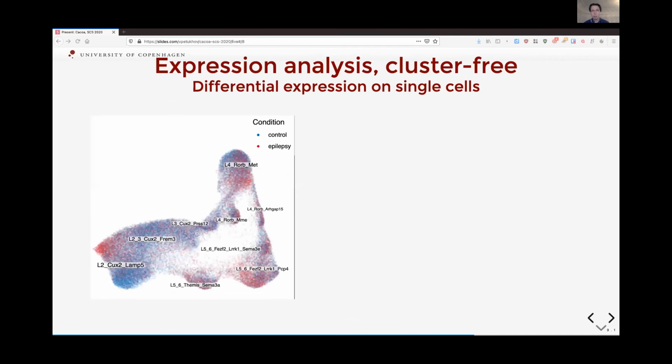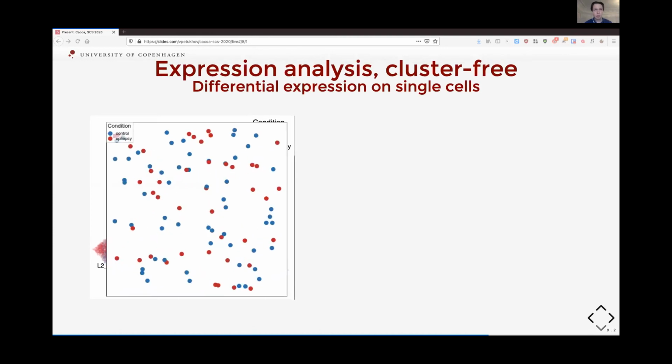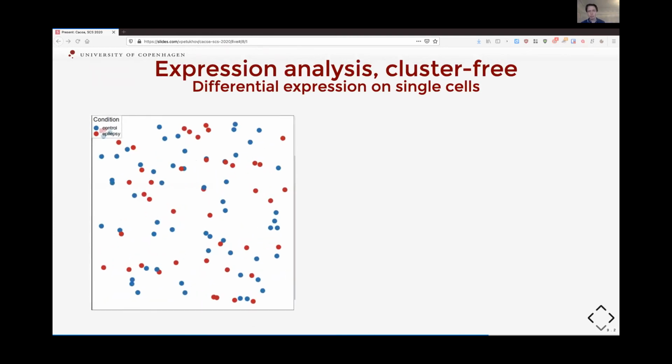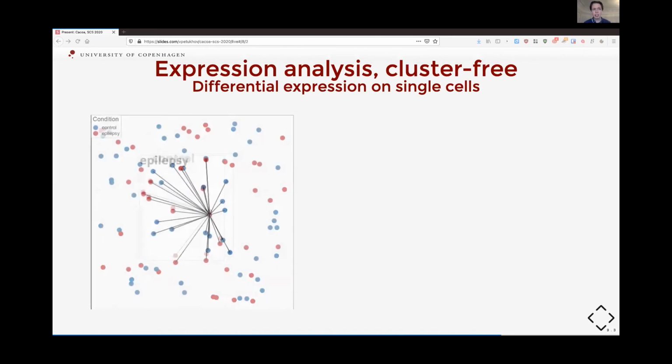Finally, the last part would be expression analysis cluster-free. And the question is, we always do differential expression on cell types, but is there any chance we can do it on single cells and get the genes for each cell? And as you can guess, the answer is yes. And to do that, let's look at the very small region of our dataset. Let's zoom in there. And for each cell, we can define its neighborhood. So we can take k nearest neighbors.